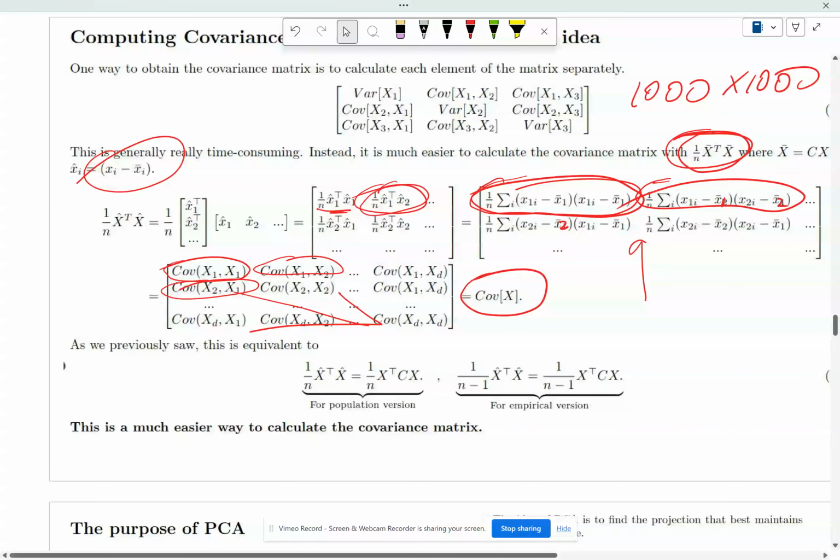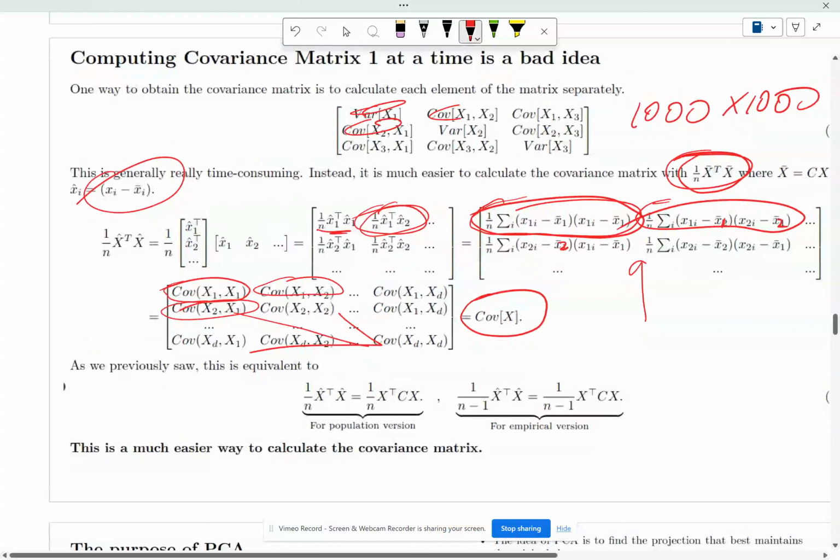And guess what? Instead of calculating the covariances one at a time, you can just calculate it this way. This is it. That's all. It's just X transpose CX. And if you have the empirical version, this is what you have. So this is, again, much easier than trying to do it one at a time.